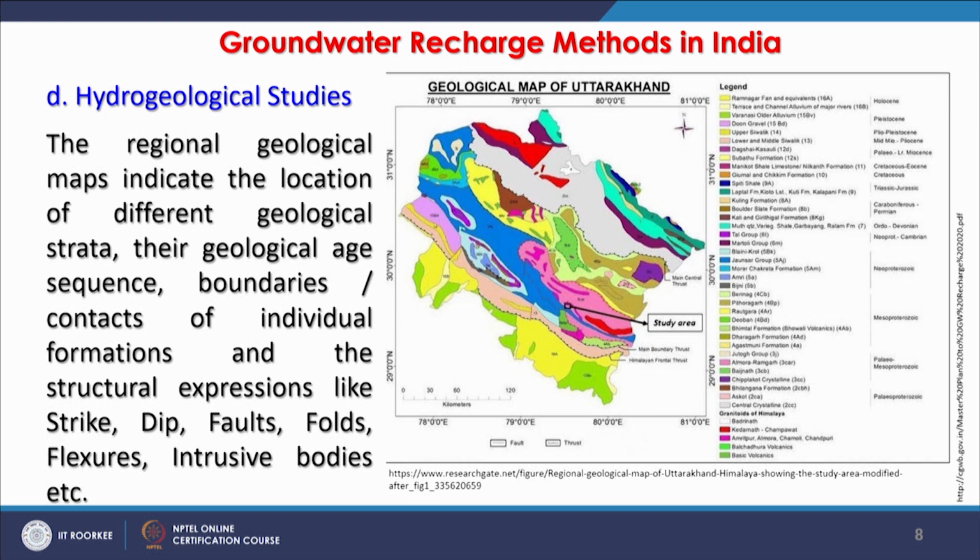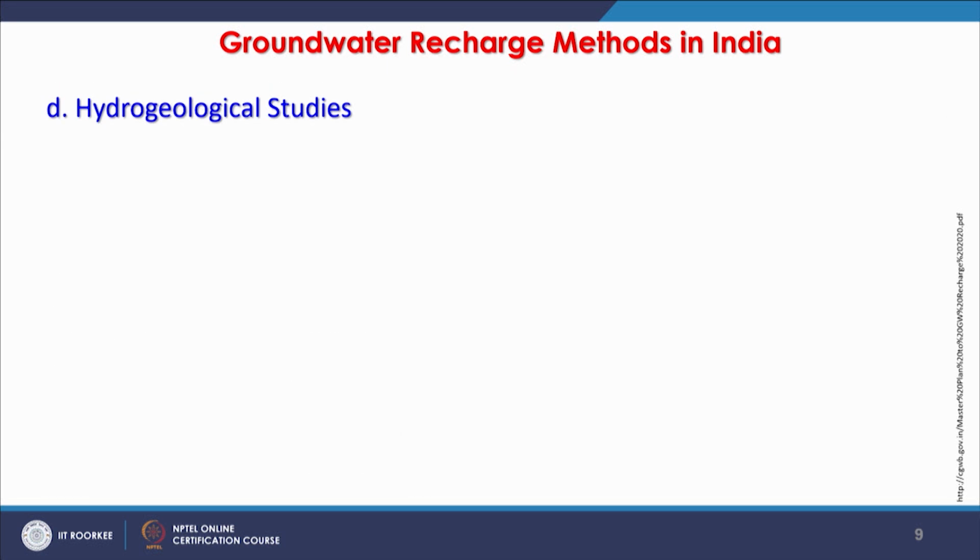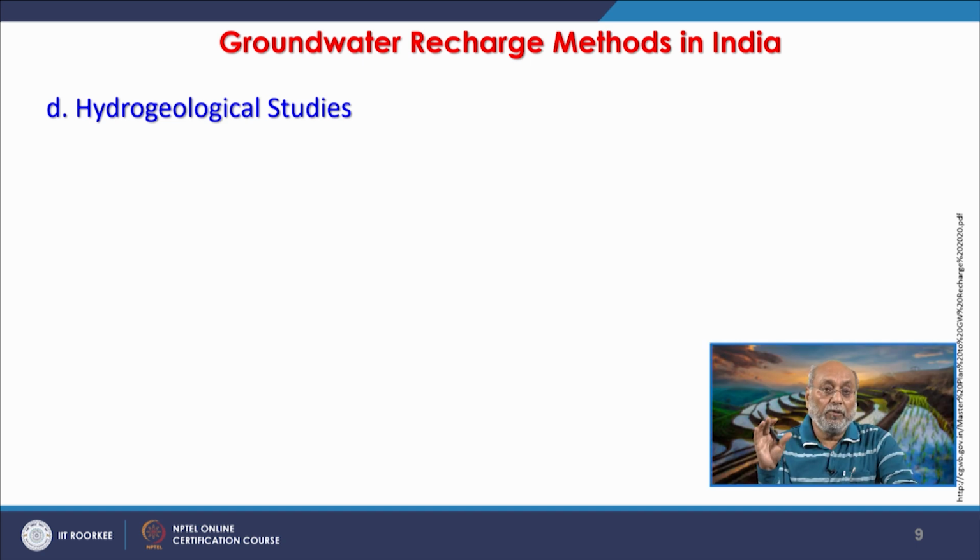The example here is shown of a geological map of Uttarakhand. If you see the lithology, the geology is varying very significantly, except in the lower part, which is representing the Indo-Gangetic plain. There are only 2 types of units, but the rest have varied geology, and therefore, for each site where a groundwater recharge structure will be installed, a detailed geological study is required.